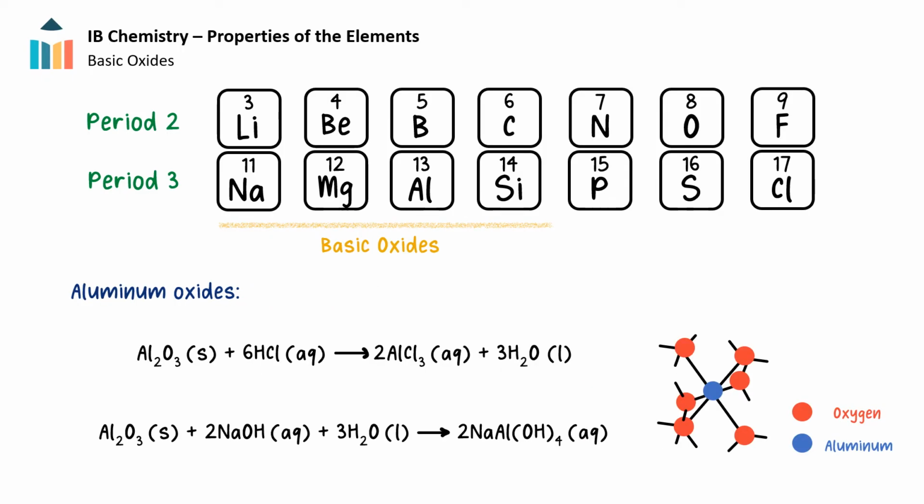Aluminum oxide is a giant covalent lattice with highly polar bonds. Because it's not an ionic solid, it's insoluble in water. Aluminum oxide is amphoteric. This means that it acts as both an acid and a base, reacting with both acids, such as hot dilute aqueous hydrochloric acid, and bases, such as hot concentrated aqueous sodium hydroxide.